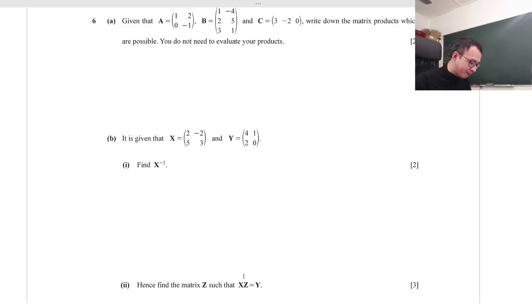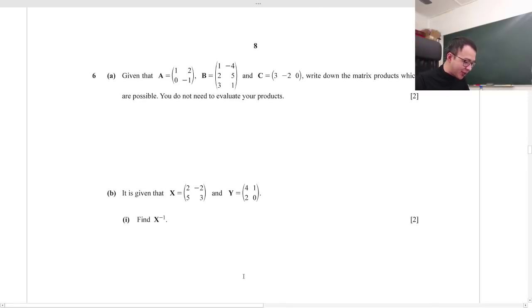Alright, so yep, matrix. So you have an A, B, and C here. Write down the matrix products which are possible. You do not need to evaluate your product. So that means you just need to know like AB, BC, AC, and all that, but you don't need to actually multiply them.